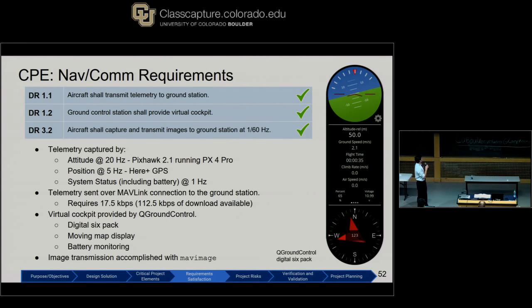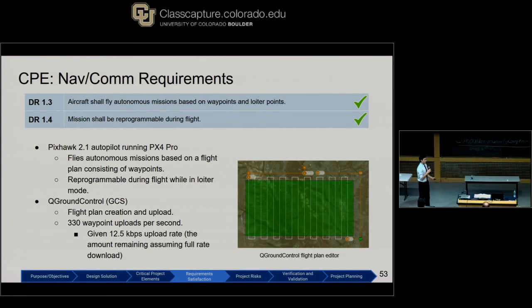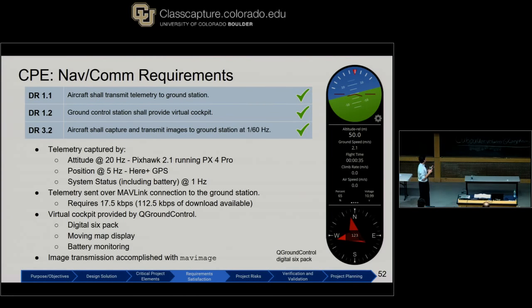And the virtual cockpit provided by QGroundControl will be responsible for providing the pilot with the necessary instrumentation to fly in manual mode. It provides a digital six-pack, moving map display, and battery monitoring. Its interface is shown over here to the right. And that satisfies derived requirement 1.2. Image transmission is to be accomplished with MavImage, which is responsible for capturing, sending, and receiving the images in coordination with what we call MAV tables, which is MAVLink's protocol for routing the image packets through the telemetry link. And that satisfies derived requirement 3.2.